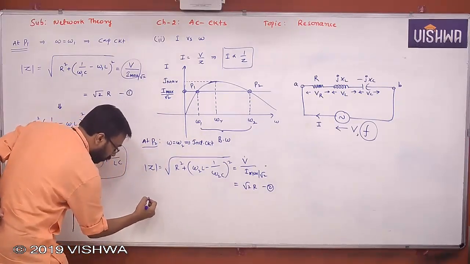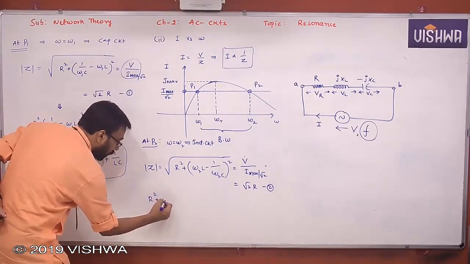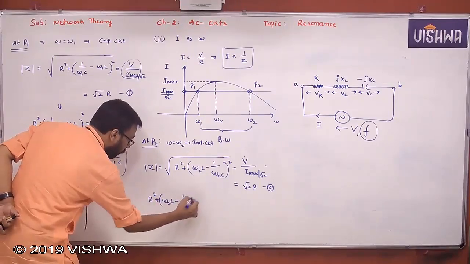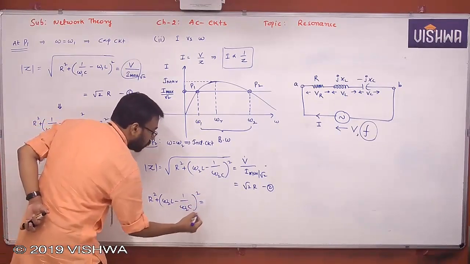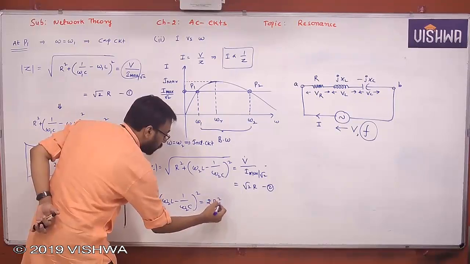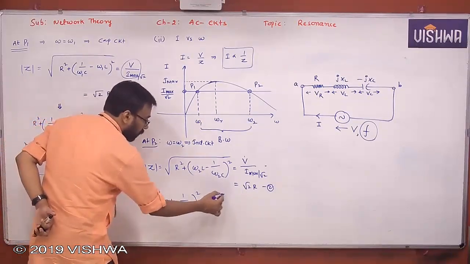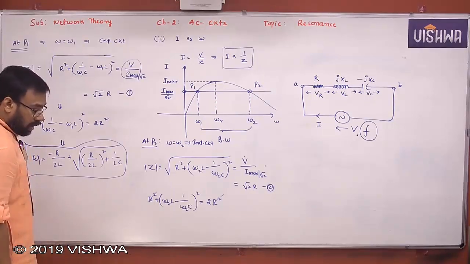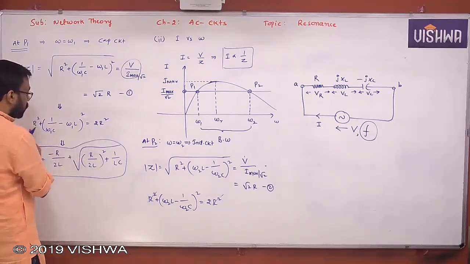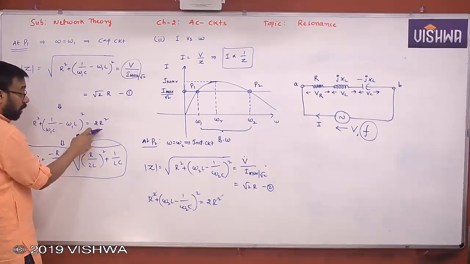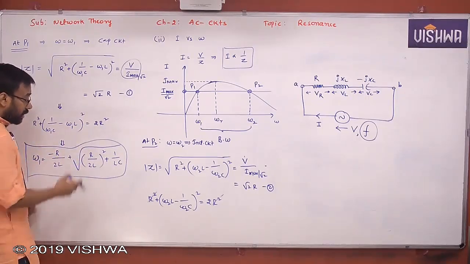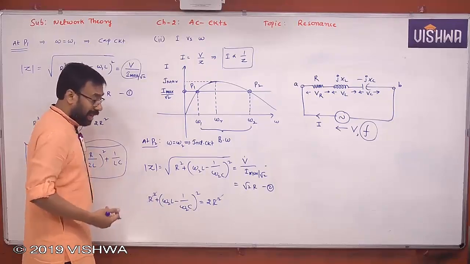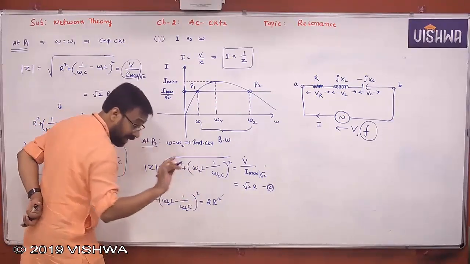Again take square on both sides. You will get R square plus (omega 2 L minus 1 by omega 2 C) whole square is equal to 2R square. R square and R square will get cancelled here. Understand all of you? You'll get one R square. Again, the square will get cancelled, and you simplify it. I'm sure that you'll get it. You can easily do that. It's not a complicated derivation, it is a very simple one. I'm directly giving that expression.